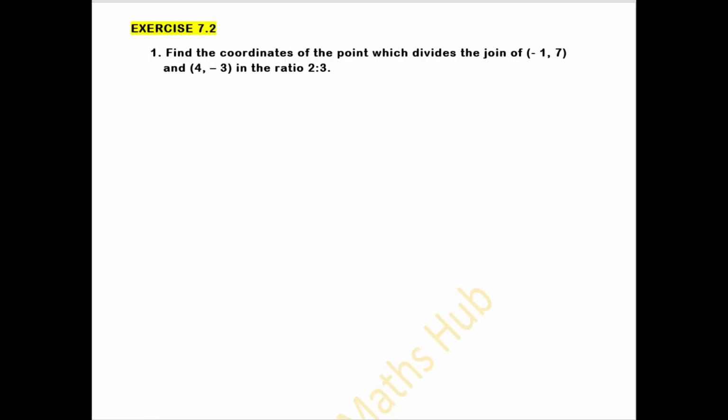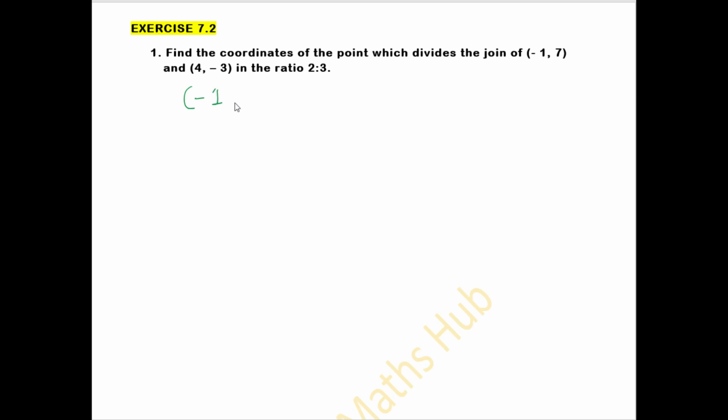Now moving to exercise 7.2, the first question is find the coordinates of the point which divides the join of -1, 7 and 4, -3 in the ratio 2:3. We should find the coordinates of the point which divides the join of -1, 7 and 4, -3 in the ratio 2:3. The first step is write down the given points.